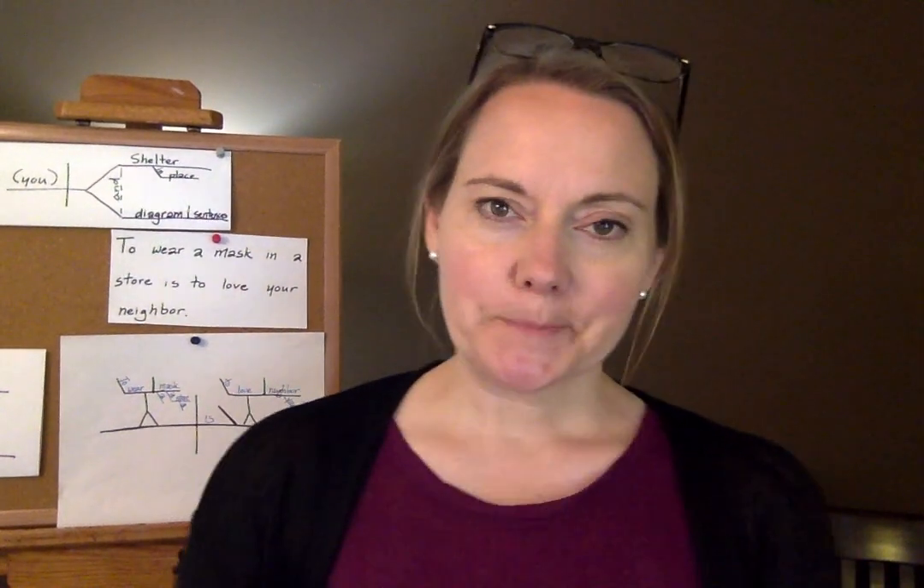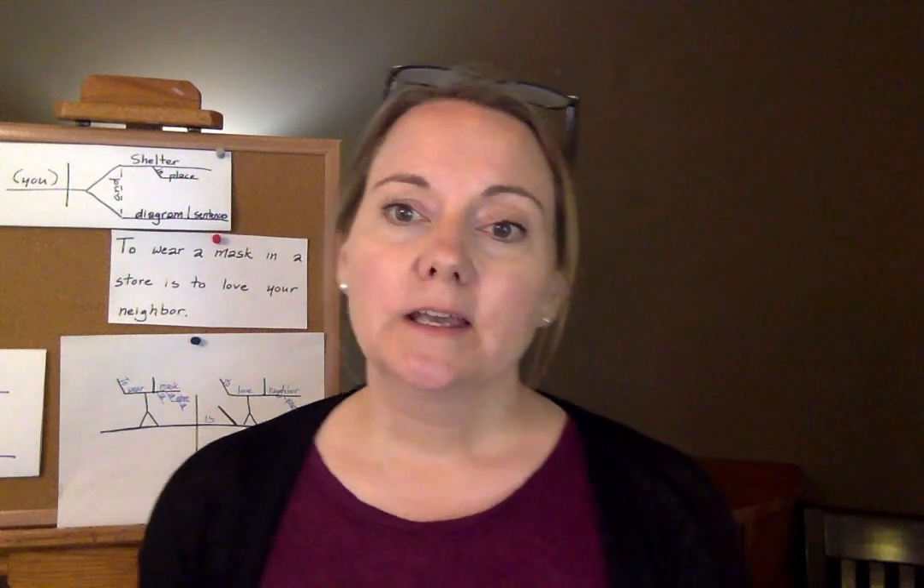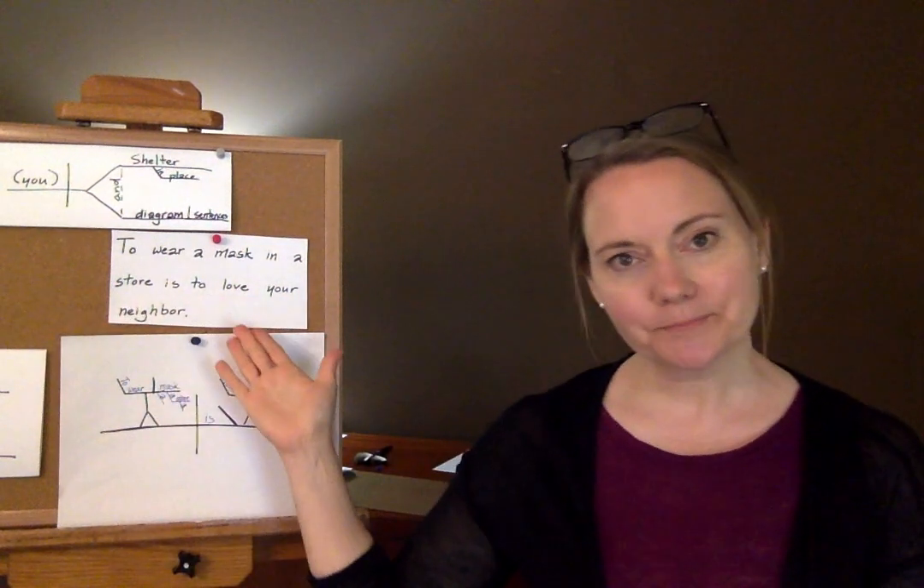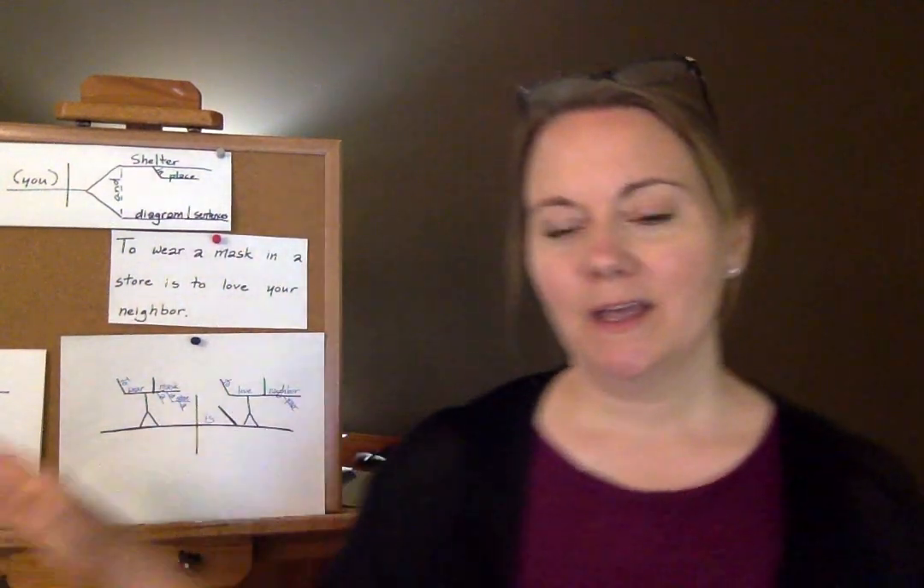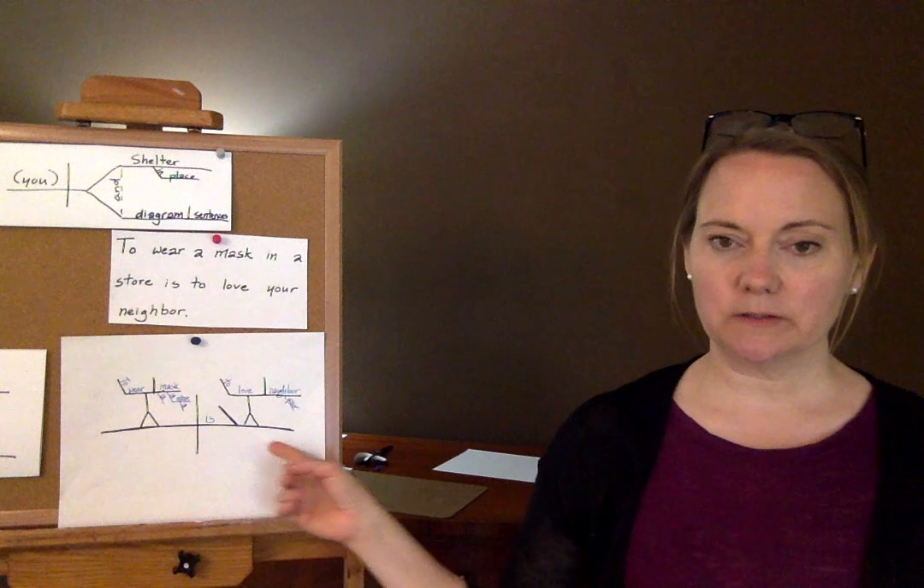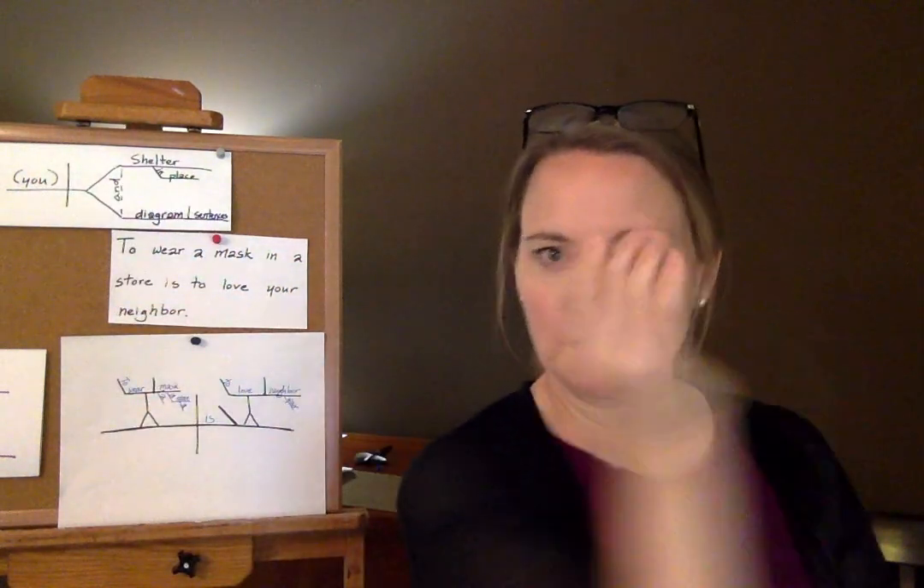You're here to learn how to diagram. We are in the middle of our series on verbal phrases, and last week we tackled infinitives, to plus a verb, when it is serving as a noun in the sentence. And if you will recall, our sentence was, to wear a mask in a store is to love your neighbor. This is still true. And here is what it looks like when it's diagrammed.